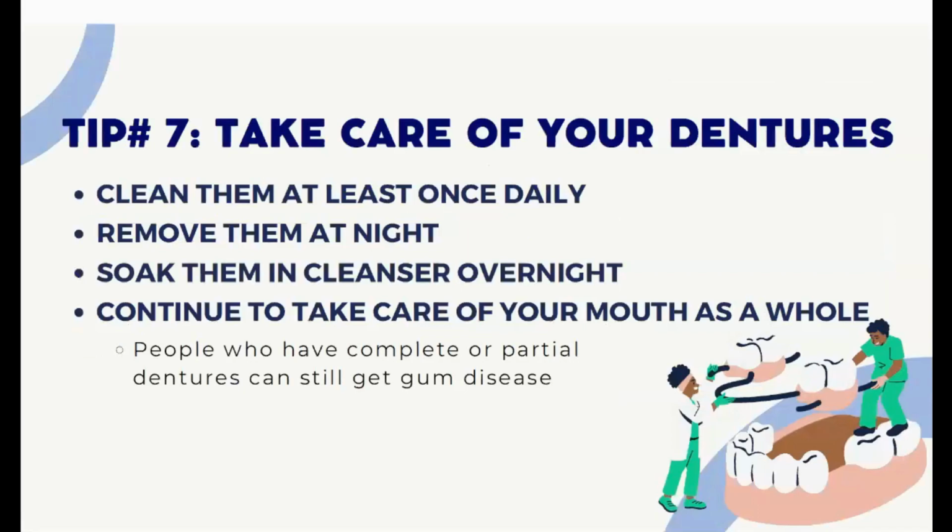And tip number 7, taking care of dentures. If you have dentures, it's also important to take care of those as well. So clean them at least once a day. Removing them at night is a big thing. We want to give your tissues time to breathe. So always remember to take them out at night, soak them in cleanser overnight, and clean them up, then continue to take care of your mouth as a whole. People who have complete or partial dentures can still get gum disease. So you always want to check your gums and make sure that you don't see any weird bumps or any sores. And if you do, you want to see your healthcare provider, or you want to see a denturist to help you get a better fit.